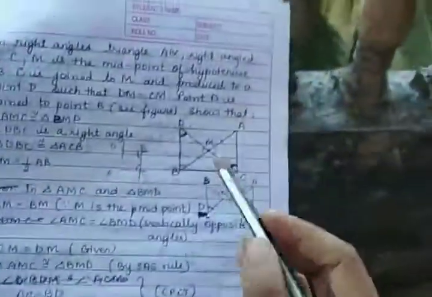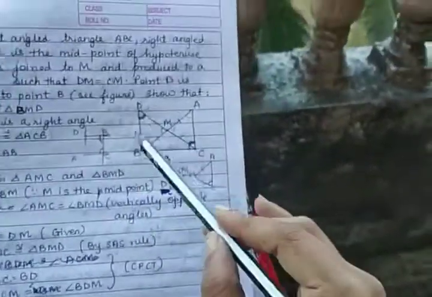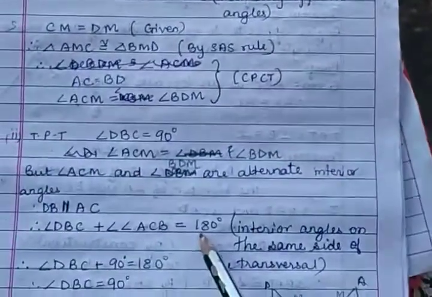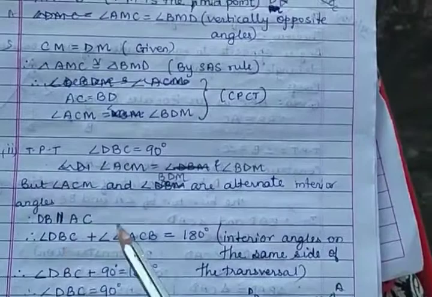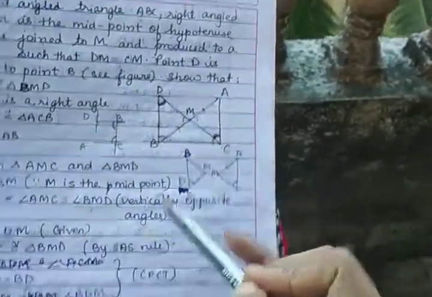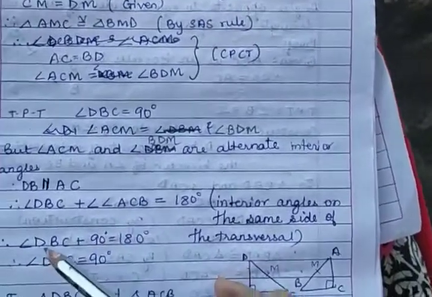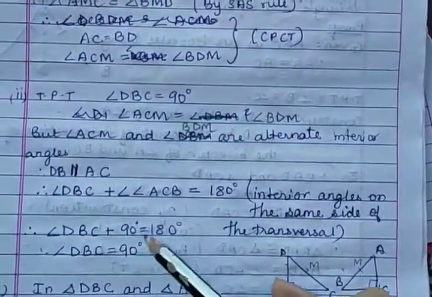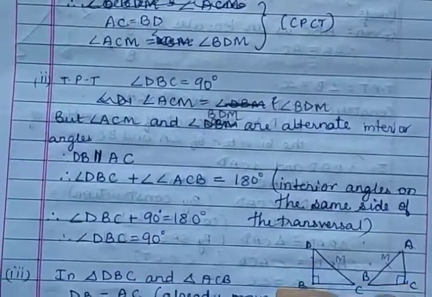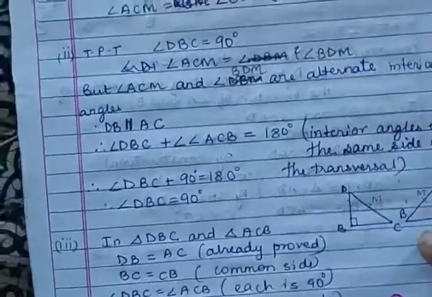So some of these angles are supplementary. So we have here angle DBC plus angle ACB equal to 180 degrees. But we know angle ACB, already we know it as equal to 90 degrees, given to us. So angle DBC plus 90 degrees is 180 degrees. So angle DBC is 90 degrees. So this is what we had to prove.